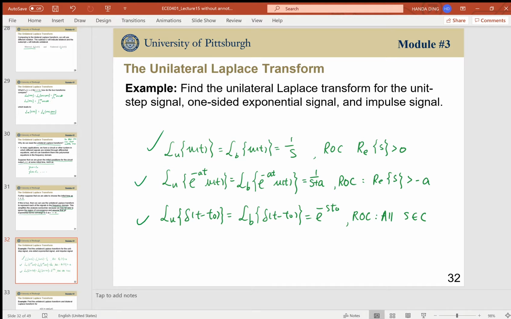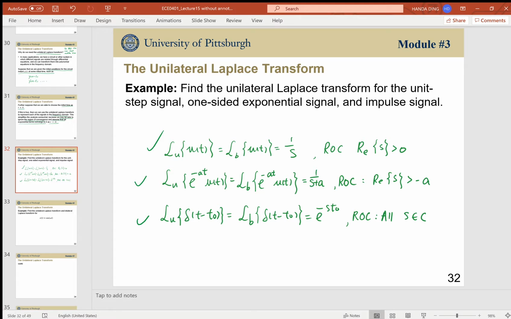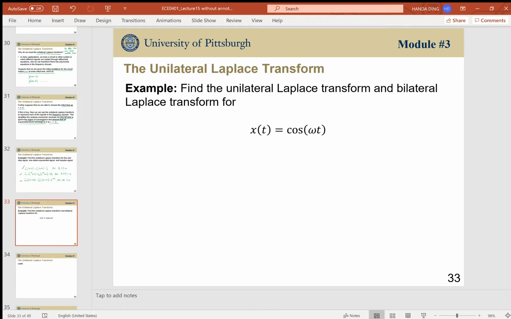So the next example will be the cosine bilateral transformation. So let me write this for you, and how about you try 5 minutes, and we'll see. Cosine omega t, find the Laplace transform. Okay, find the ROC as well, region of convergence. Okay, 5 minutes.